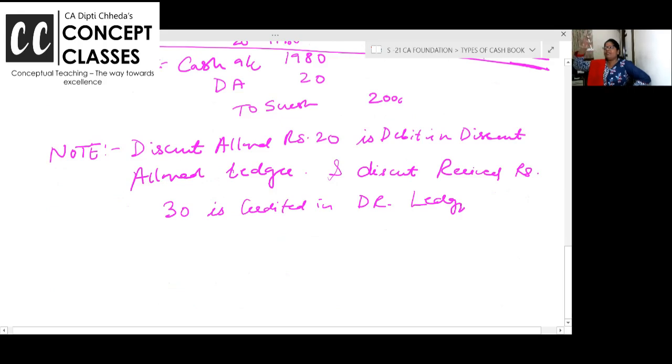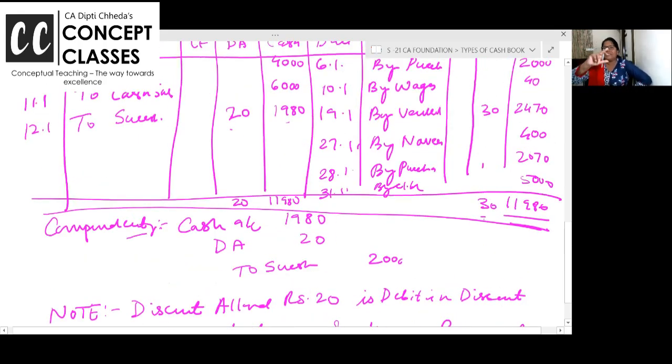Ledger में एक T format discount received का account होगा. So this 30 rupees I will credit there and from there it will go to P&L account credit side. This discount allowed is my expense. Total 4 parties I have allowed discount. So credit it and take it on the debit side of discount allowed.